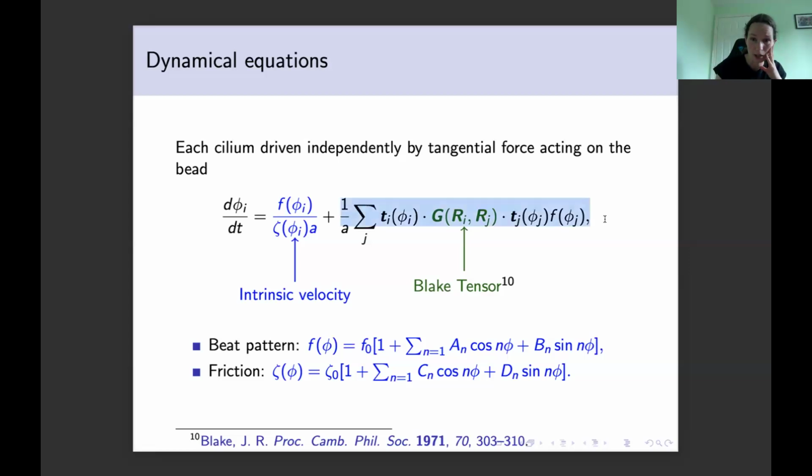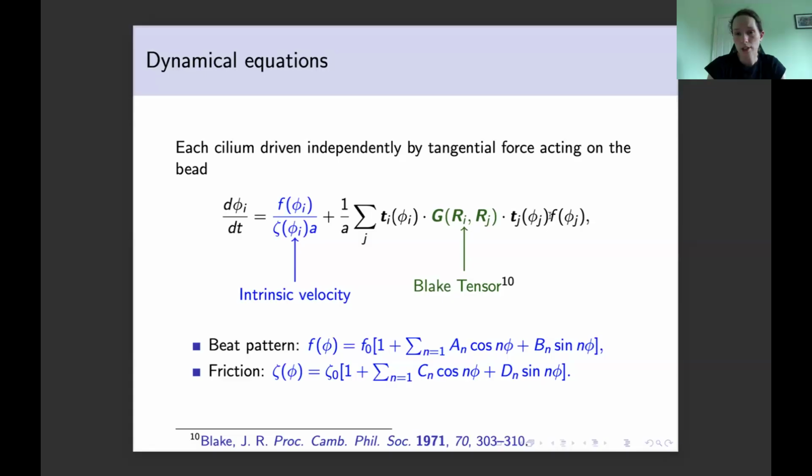Then this second term here that we've got encodes the hydrodynamic interactions between all pairs of rotors. Hydrodynamic interactions are long range, so the sum is summing over all pairs of rotors, and we're looking at an infinite lattice, so it's an infinite sum over all pairs.